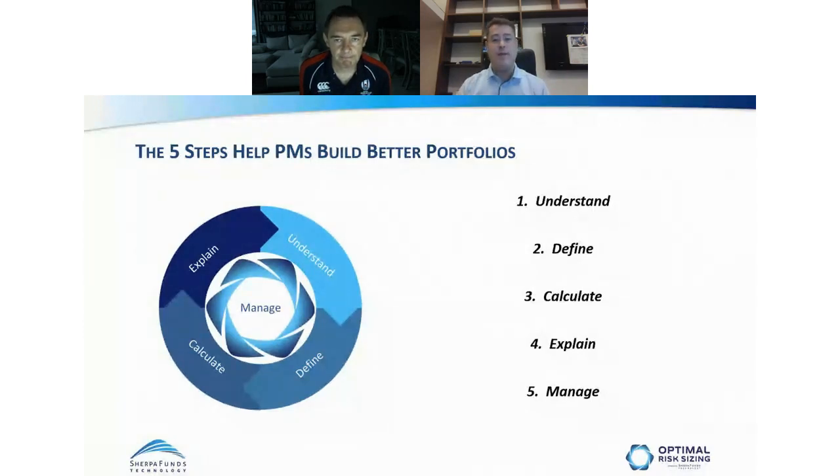Explain and understand that portfolio, so make sure that you understand and can defend why the portfolio is positioned the way it is. And if it's not positioned in a way that you can defend, revisit 1, 2, and 3. And then ultimately think about how you can manage the process to make sure that through time, you're capturing the value of a rigorous process-driven view on portfolio construction.